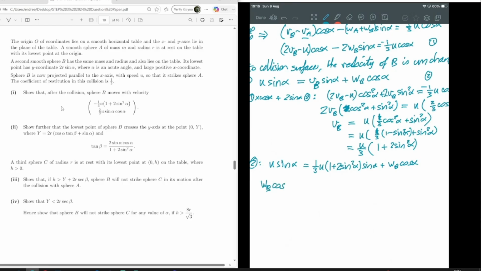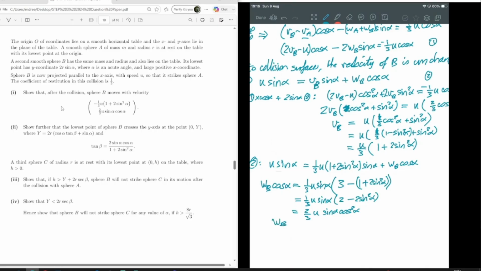WB cos alpha is equal to, I'm going to have 1/3 u. I'll factor out the sine alpha as well. So this side is just a 3 inside the bracket, minus 1 plus 2 sine squared. Oh, and this is going to actually be really pleasant. So this is 1/3 u sine alpha. The bracket is now 2 minus 2 sine squared. So this is 2/3 u sine cos squared.